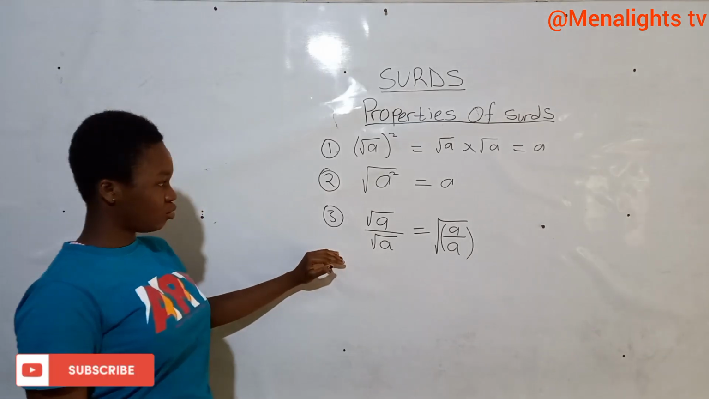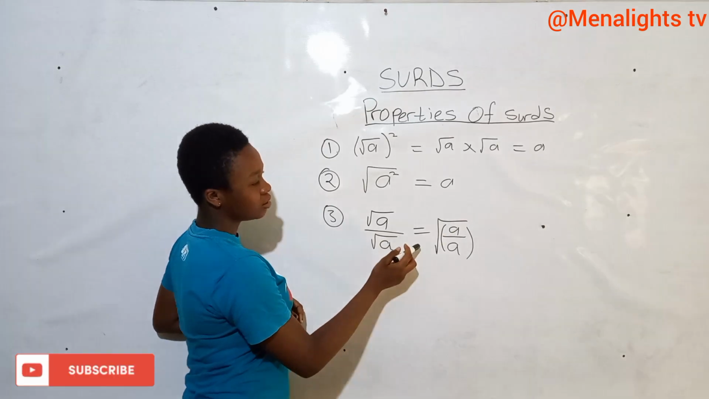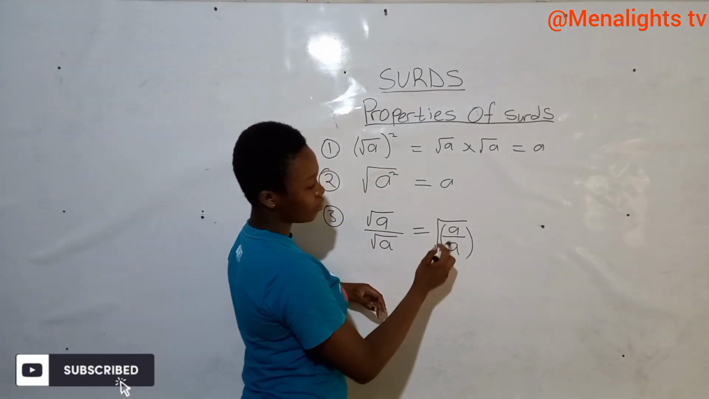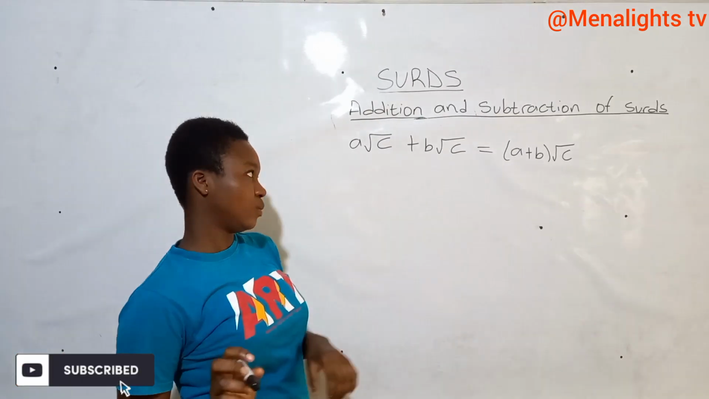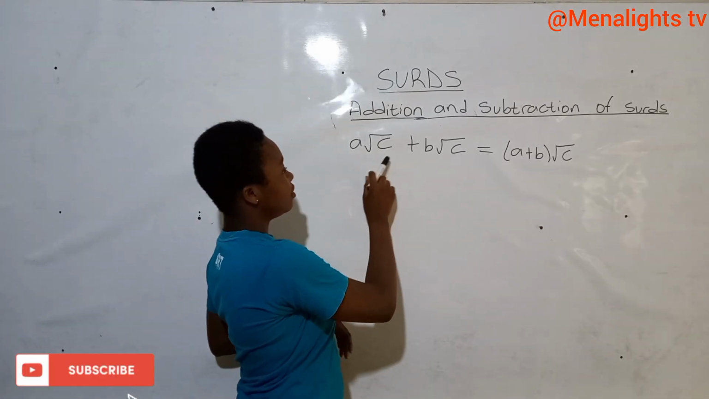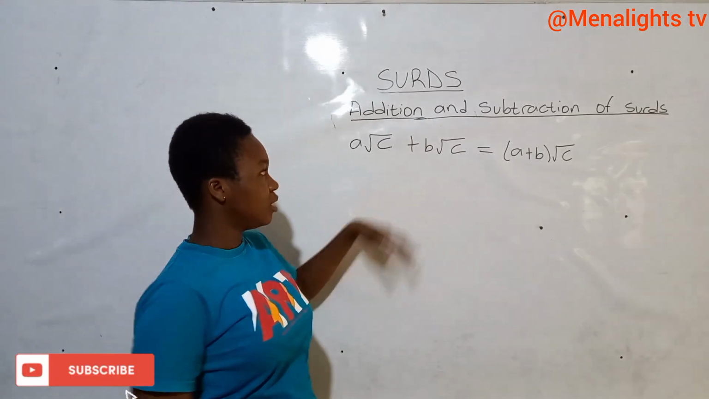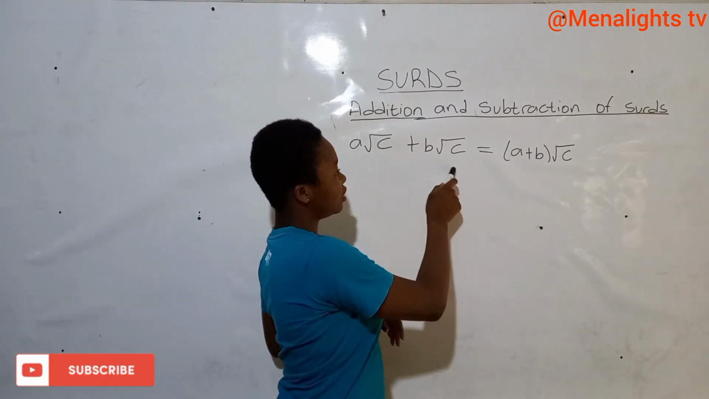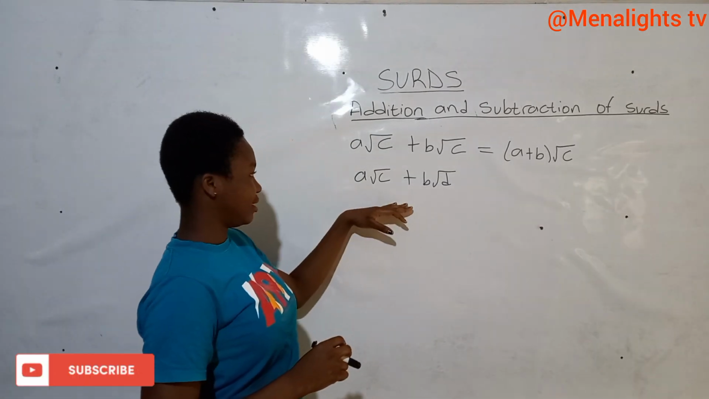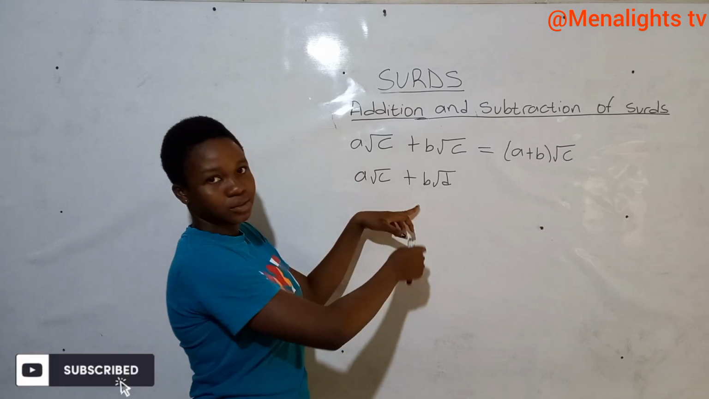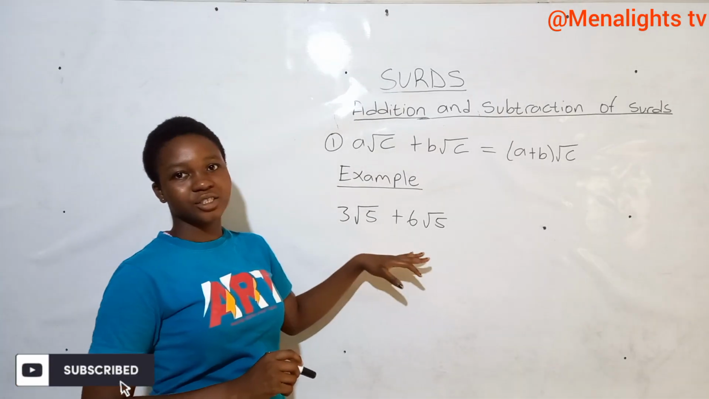So let's come to the third property. When we have root of a all over root of a, it is also equal to root of, into brackets, a over a. We can add or subtract two surds when they are the same. For example, a root c plus b root c are the same, so we can add or subtract them. So a root c plus b root c is equal to a plus b all root c. So when we have something like this, the numbers in the square root are not the same, so we cannot add or subtract them. Let's take an example of addition of surds.